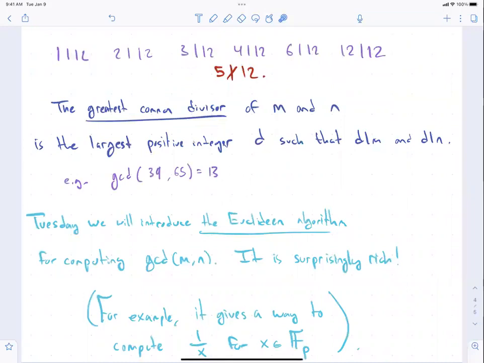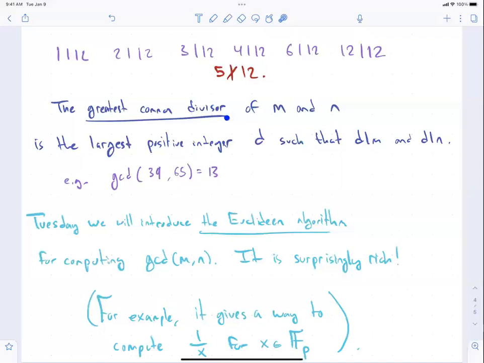The next thing, actually the really important idea, and I think it's surprising that this is an important idea, is going to be that of the greatest common divisor of two integers. If I have integers m and n, the greatest common divisor is the largest positive integer d that divides m and divides n. For example, if I look at 39 and 65, you can check that these are both divisible by 13, and that's the largest positive integer that divides both 39 and 65. Good. This is a notion you'll remember from elementary school, and it's not a particularly complicated notion based on our experience with mathematics.